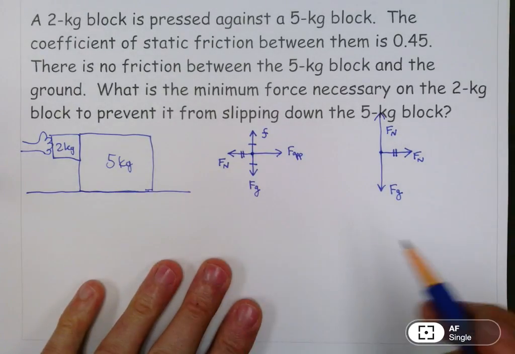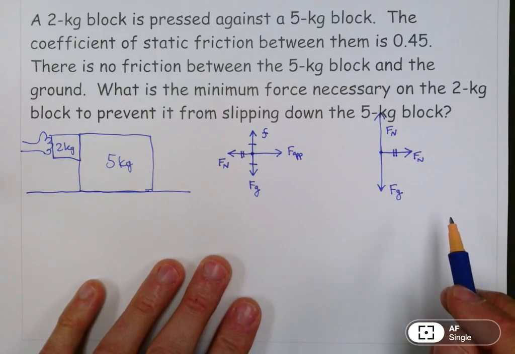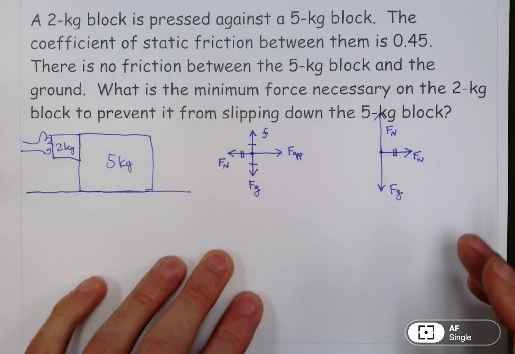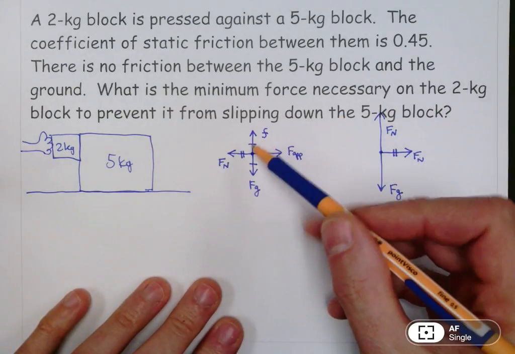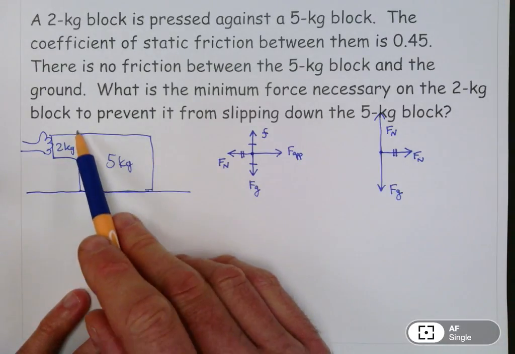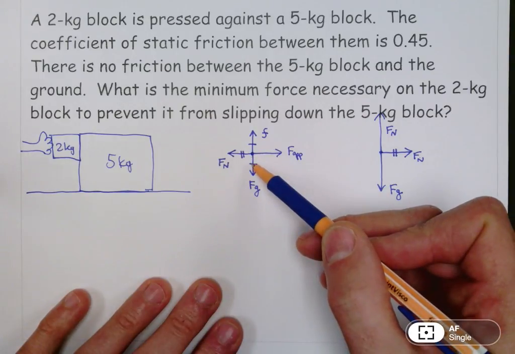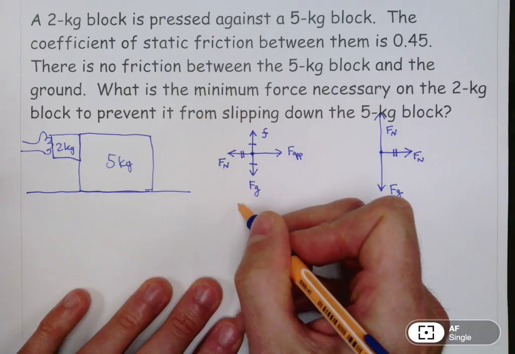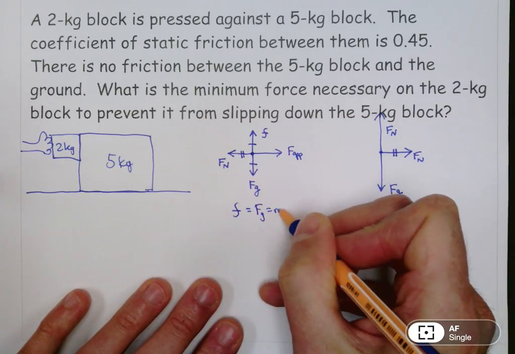So now that we have our free body diagram, where do we go from here? Well, one thing that I notice is that in order for the 2 kilogram block to not slip, the friction has to balance the force of gravity. And so that's a place to start, that the friction has to be equal to the force of gravity, which of course is equal to m times g.